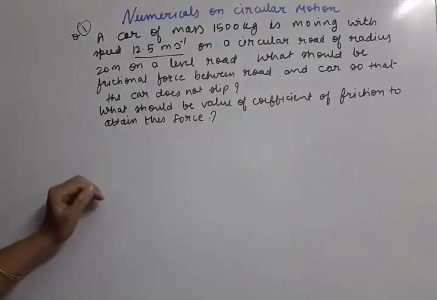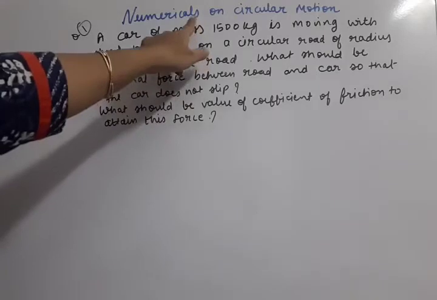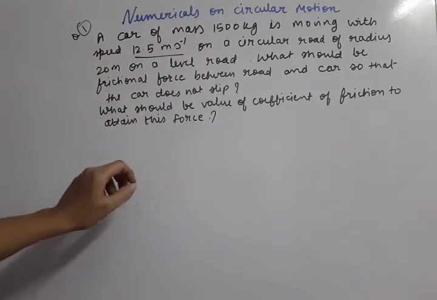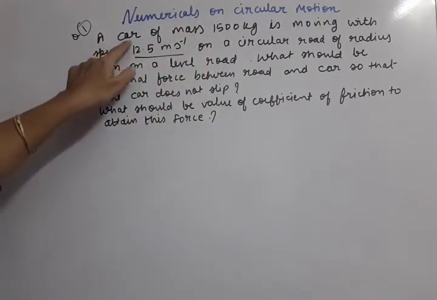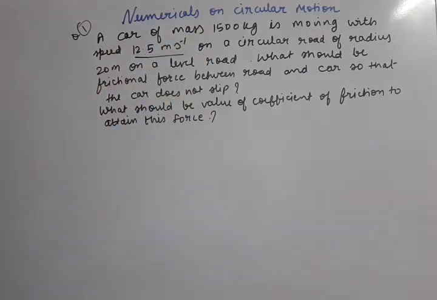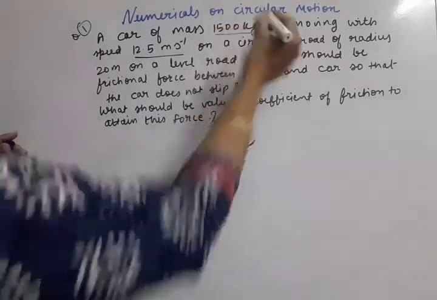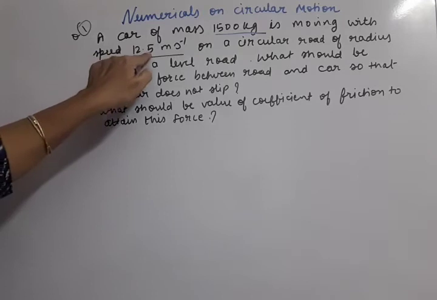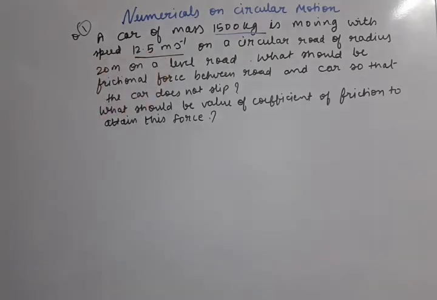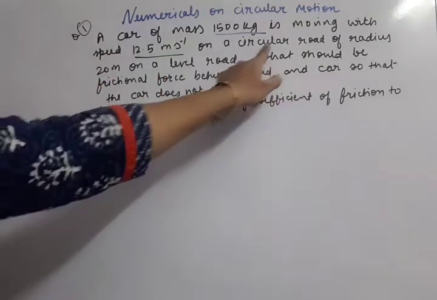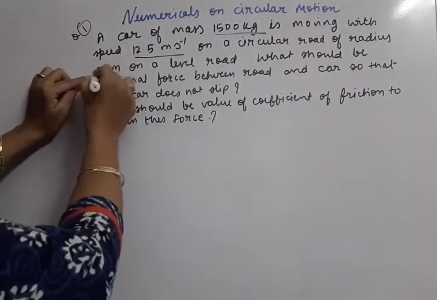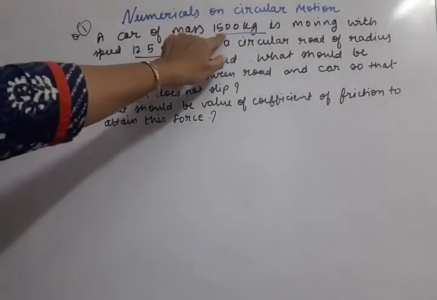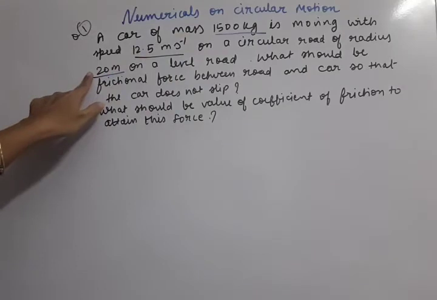Okay, students, now we will practice some questions related to circular motion. So, some numericals we are going to understand. Our first question is, a car of mass 1500 kg is moving with speed 12.5 meter per second on a circular road of radius 20 meter. So this is mass, this is velocity, this is radius.